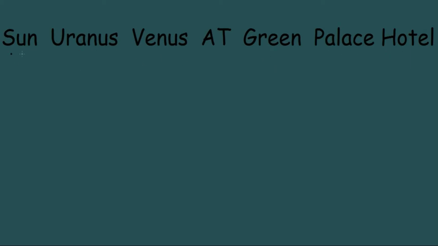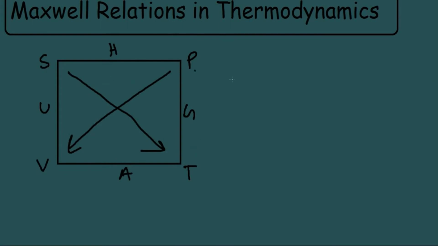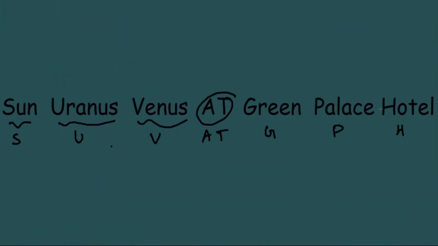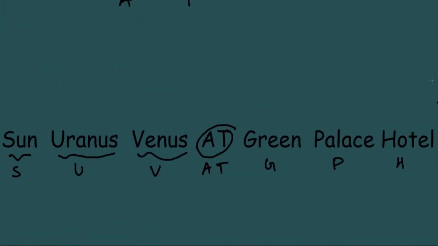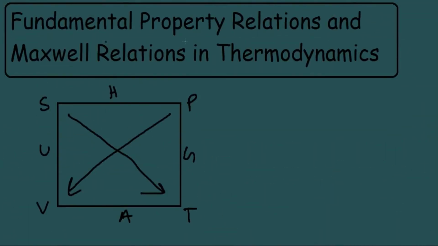So from Sun I will take the letter S, from Uranus I will take the letter U, from Venus I will take the letter V, at I will take both the letters A and T, from Green I will take the letter G, from Palace I will take the letter P, and from Hotel I will take the letter H. So likewise you can remember SUV at GPH by remembering this sentence only. Now only with this square and this sentence we can derive all the fundamental property relations and Maxwell's relations.